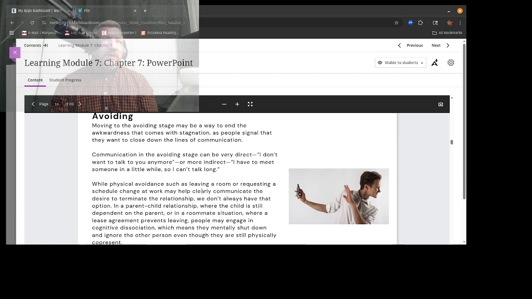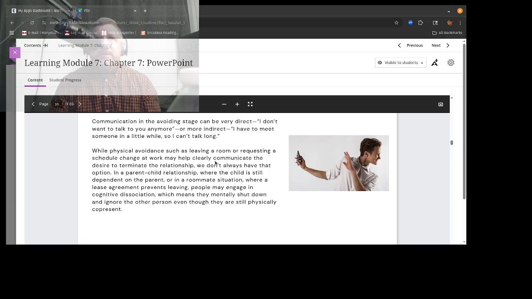The avoiding stage, and remember, these stages don't always happen in a set order, but generally I'm giving you the order that they will fall within. The avoiding stage is a way to end the awkwardness that comes with stagnation. It basically shows that people want to close down the lines of communication. They don't want to talk anymore. We don't want to have communication.